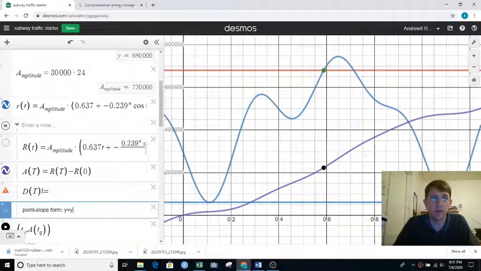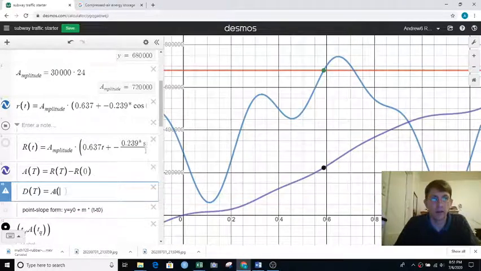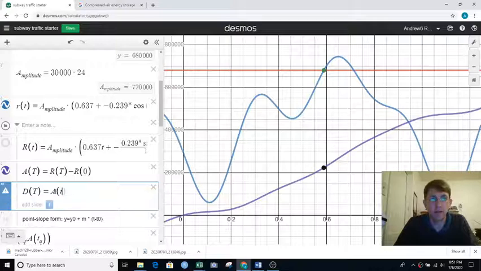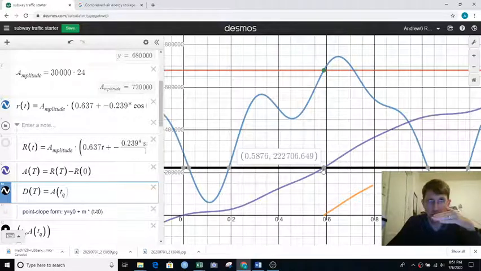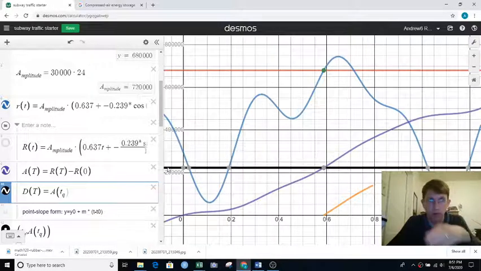y equals y naught plus m times t minus t0. So I need some y value, and the d curve should be equal to the a curve at that time right there. So I've got it going through the right point, and then I need to give it the right slope.